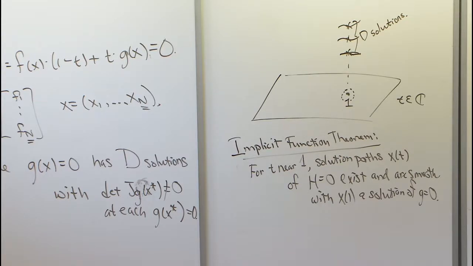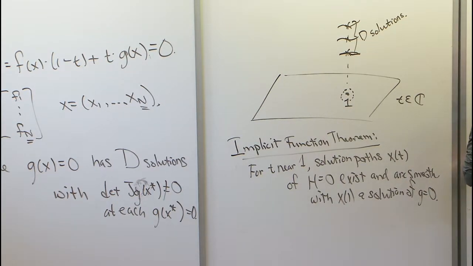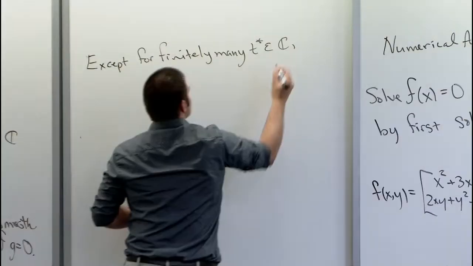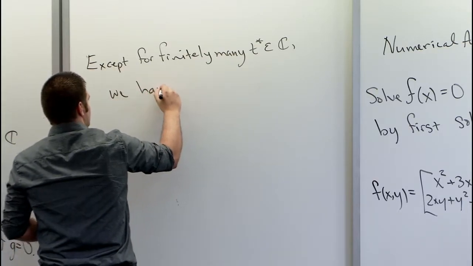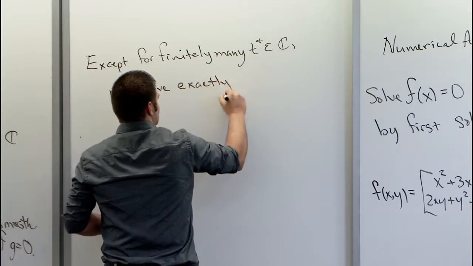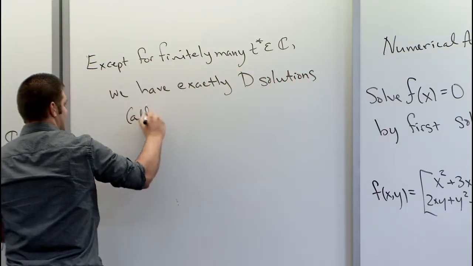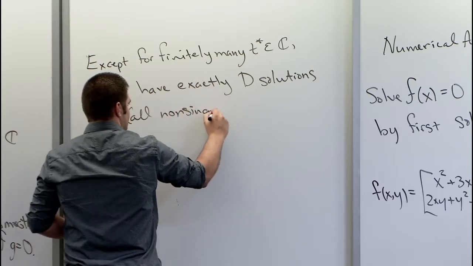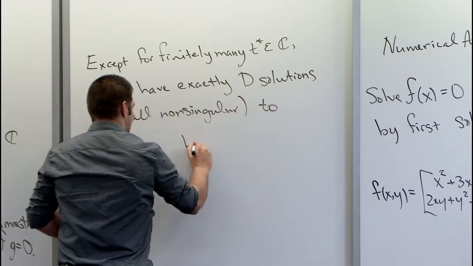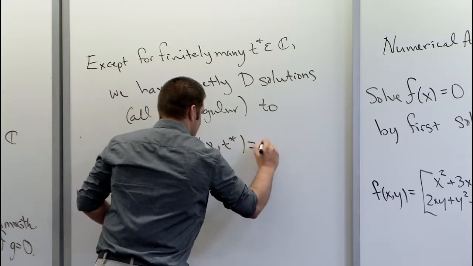So move from analysis, local analysis, to algebraic geometry. And except for finitely many t star, we have exactly d solutions, all non-singular, to h of x t star equal to 0.